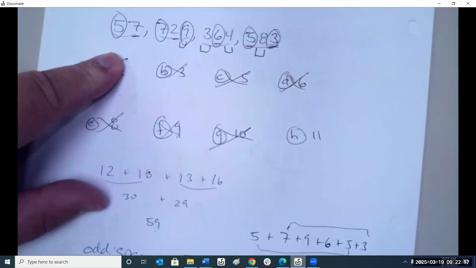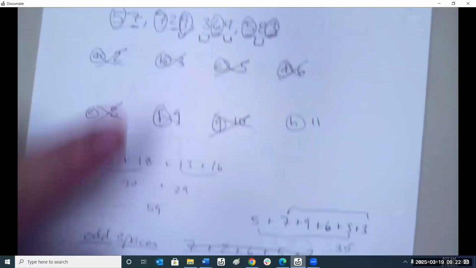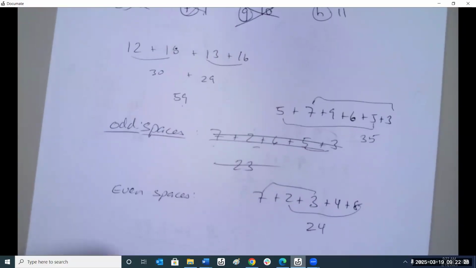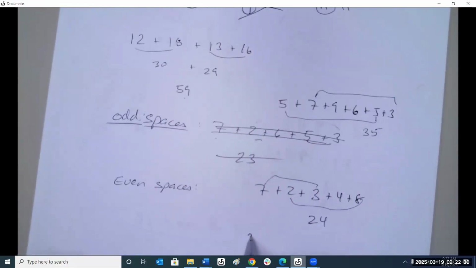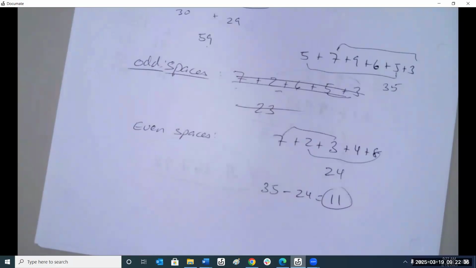Then we have the even spaces, which are at 7 plus 2 plus 3 plus 4 plus 8. 10, 24. 35 minus 24 is 11. Is 11 divisible by 11? Yes. So that number is divisible by 11.